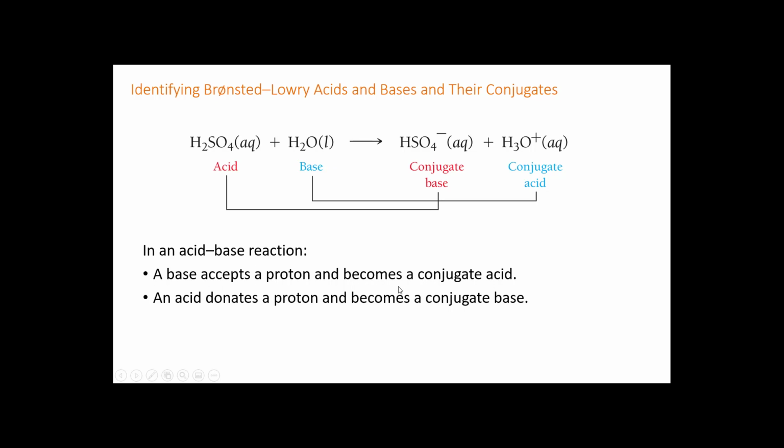So in this case, a base accepts a proton and becomes a conjugate acid, and an acid donates a proton and becomes a conjugate base. So the simple thing, the easiest way to do this, is determine which one is the acid, which one's the base. If you know which one the acid is, you can determine which is the conjugate base. And if you know the base, then you can determine the conjugate acid.